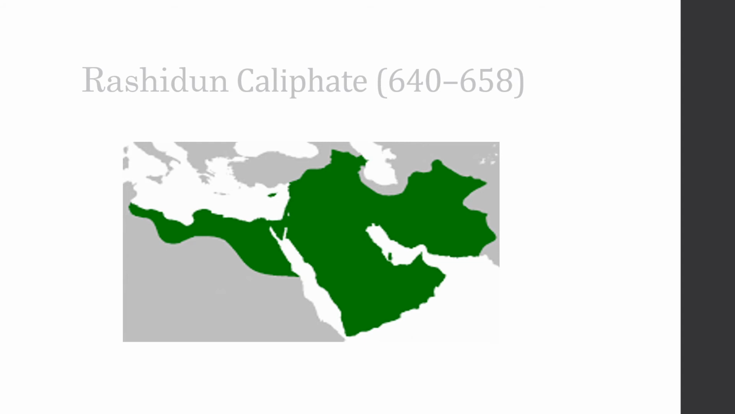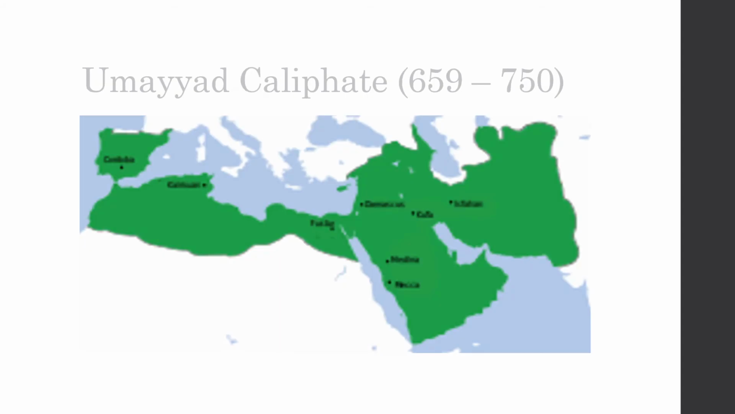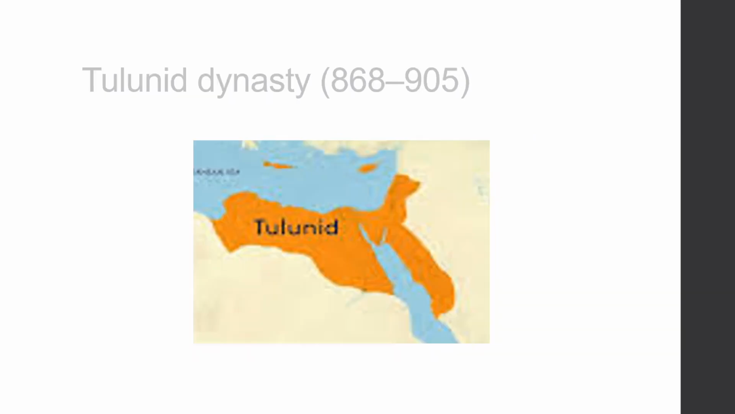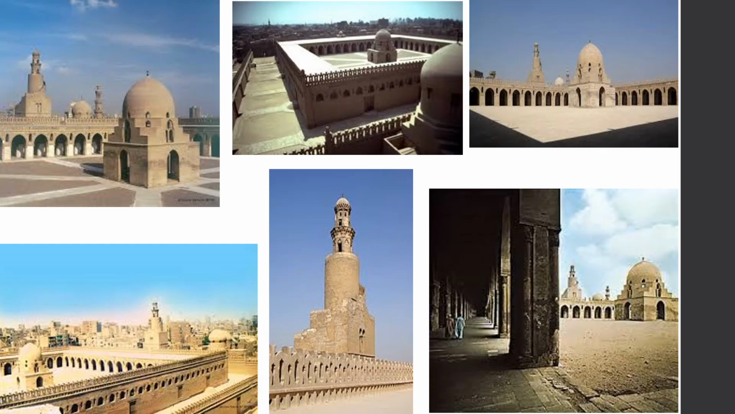And then came, after them, the Umayyads. Then came the Abbasids. But in 868 AD, an Abbasid general named Ahmed bin Tolon took Egypt for himself and made it his province, and it's known as the Tulunid dynasty. That ruled between 868 till 905 until the Abbasids took control of Egypt again.